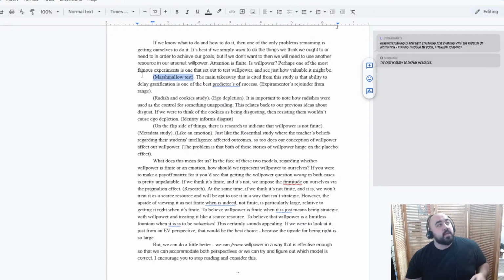The idea is they take a child and put a marshmallow on a plate in front of him, give him nothing to entertain himself, and leave him alone for 15 minutes. But before they do, they tell him that if he can refrain from eating the marshmallow for 15 minutes, he will instead receive two marshmallows. So the idea is that you will achieve a better outcome if you show some amount of willpower. The main takeaway cited from this study is that the ability to delay gratification is one of the best predictors of success.